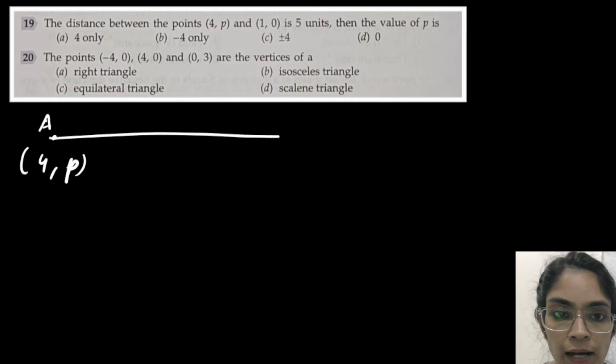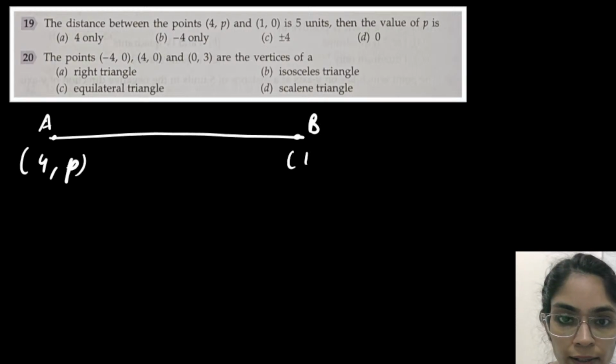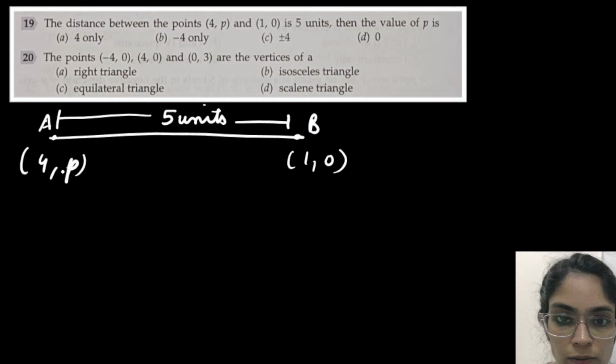There is one point A. A's coordinates I am writing as 4 comma P. And then another point B is there, with coordinates 1 comma 0. The distance between them is 5 units. We have to find the value of P. Same thing we will do. So AB is what?